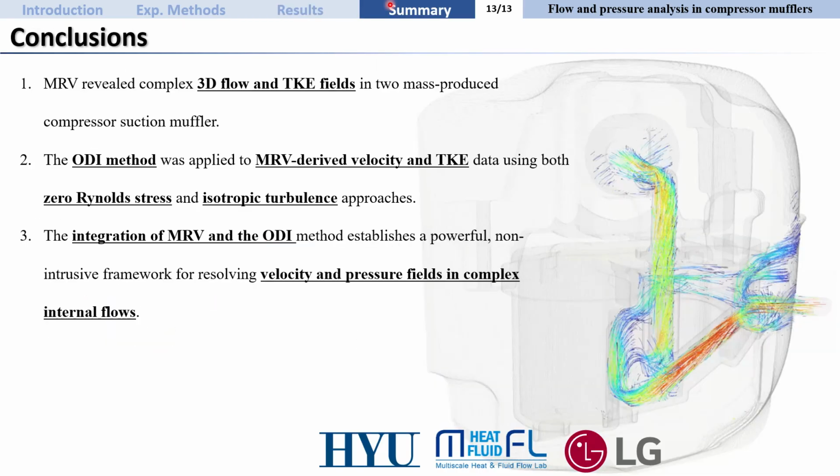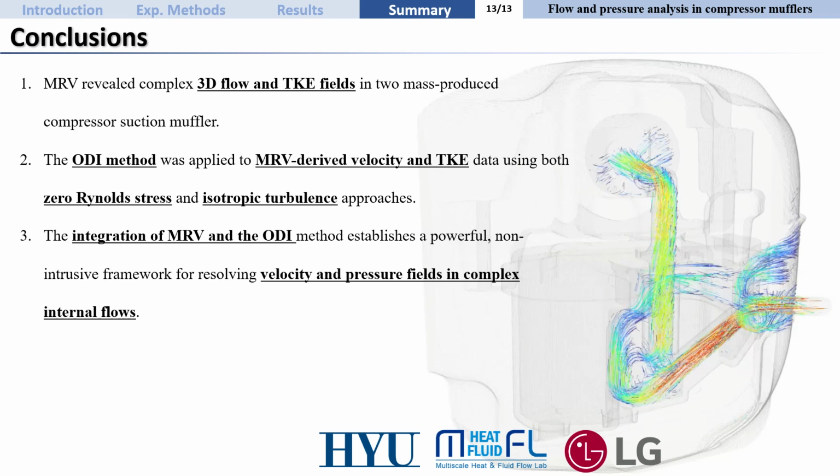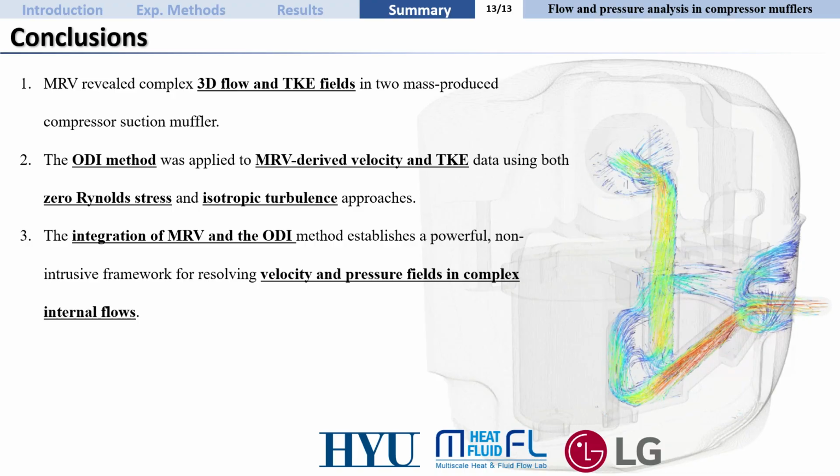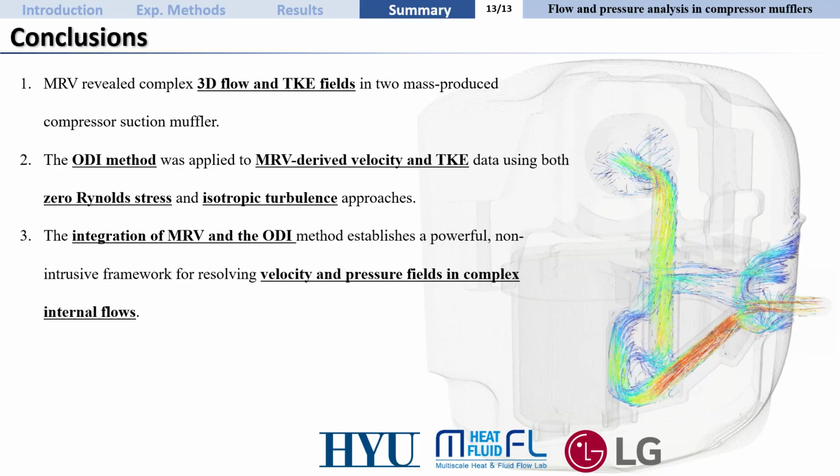To conclude my presentation, first we used MRV to successfully resolve the complex 3D flow and TK fields in mass-produced compressor suction mufflers. Then we applied the ODI method to the MRV-derived velocity and TK data using both approaches to estimate pressure. Finally, putting this all together, our study shows that the integration of MRV and the ODI method establishes a powerful, non-intrusive framework for resolving both velocity and pressure fields in complex internal flow.